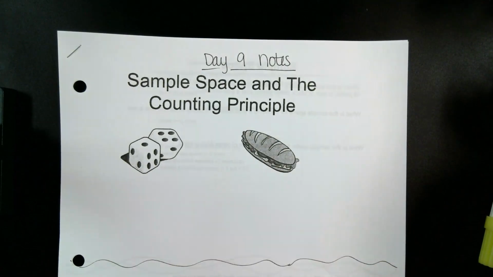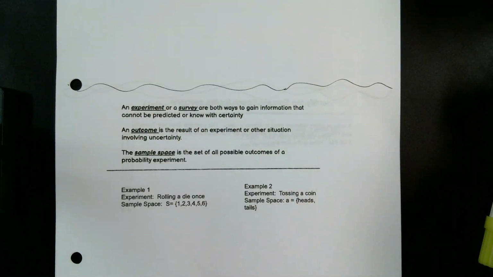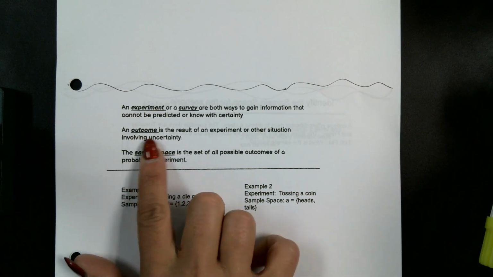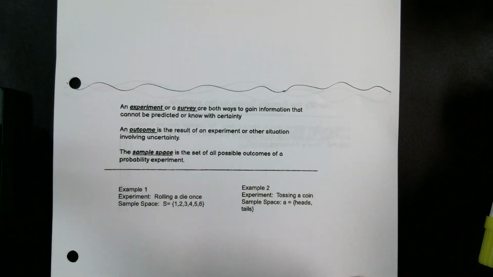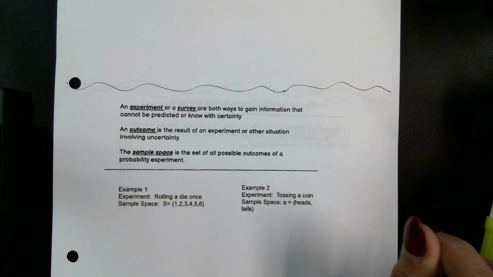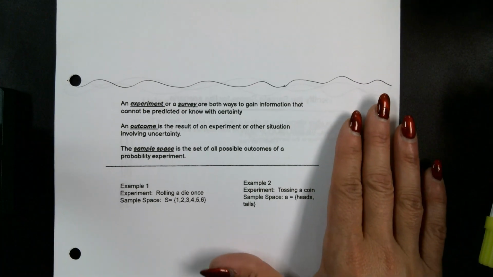Space counting principle. Down here we have some definitions. An experiment or a survey are both ways to gain information that cannot be predicted or known with certainty. An outcome is the result of an experiment or other situation involving uncertainty. And then the sample space is the set of all possible outcomes of a probability experiment.